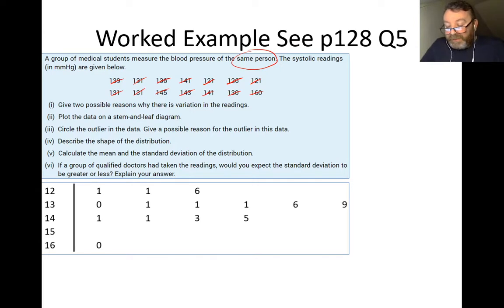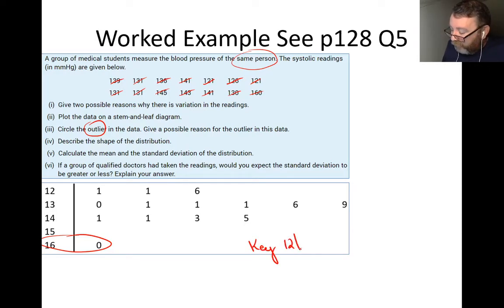Part 3, circle the outlier. An outlier is a piece of data that is way out of sync with the rest of the data. Notice that this data is bundled around the 120s, 140s. It's bundled around the 130, some in 120, some in 140. The majority seems to be in 130. But you've got this one out here, which is 160. Sorry, I forgot to put in my key: 125 means 125. So you've got to put the key in. Sorry, I meant to put that in also.